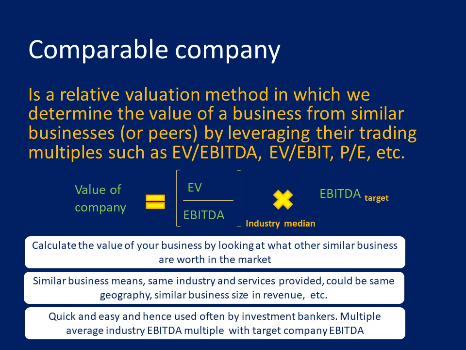The second method is the comparable company analysis, which is a relative valuation methodology in which we determine the value of the business based on the value of its peers or other businesses in a similar industry. Here, we identify a list of peers which are operating in the same business, in the same geography, and have almost a similar size as our company, and look for all publicly traded companies. We take their multiples such as EV by EBITDA, EV by EBIT, or any other multiple, and a median of these peers is multiplied by the EBITDA of our company to give the total value of the company.